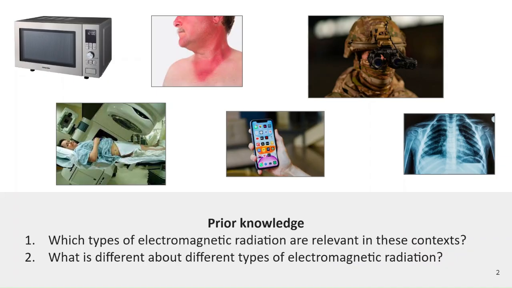Which types of electromagnetic radiation are relevant in these contexts? So you can see there's some pictures here, right? We've got a microwave, a sunburn. These are like night vision goggles. This is like an MRI machine. This is your phone. This is an X-ray. And then what is different about different types of electromagnetic radiation? So see if you can pick out which types of electromagnetic radiation are being used in each of these.